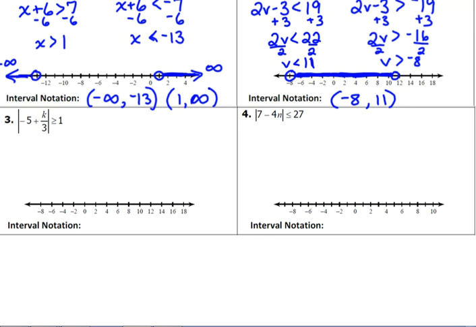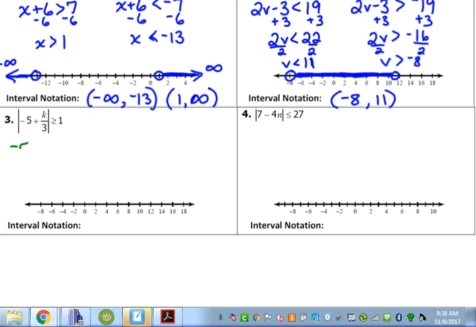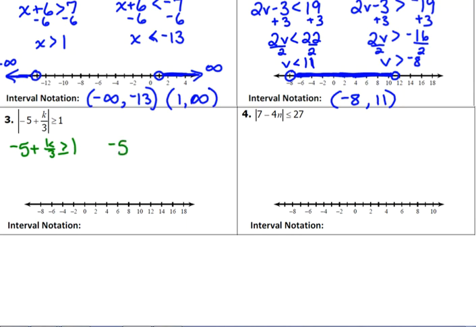Again, nothing to do to isolate. So we set up our 2 cases, negative 5 plus k over 3 greater than or equal to 1. Let me change my color here. KISS, keep it, negative 5 plus k over 3. Switch the direction of the inequality. Switch the sign of the right side. So we add 5 to both sides, k over 3 greater than or equal to 6.